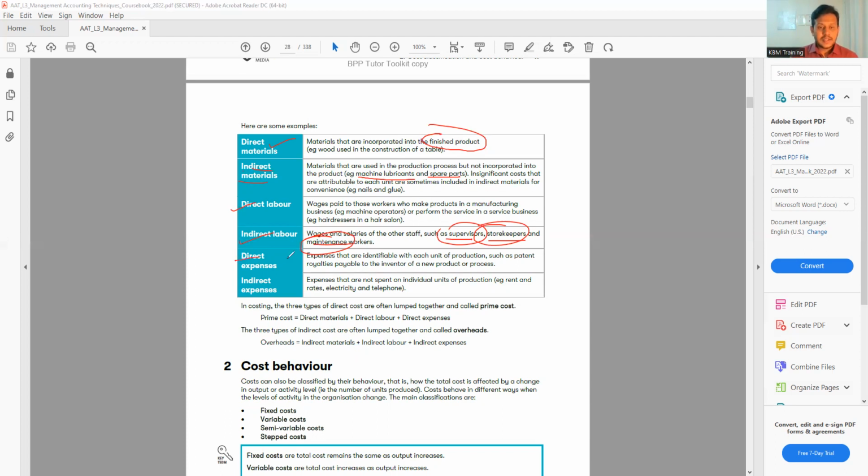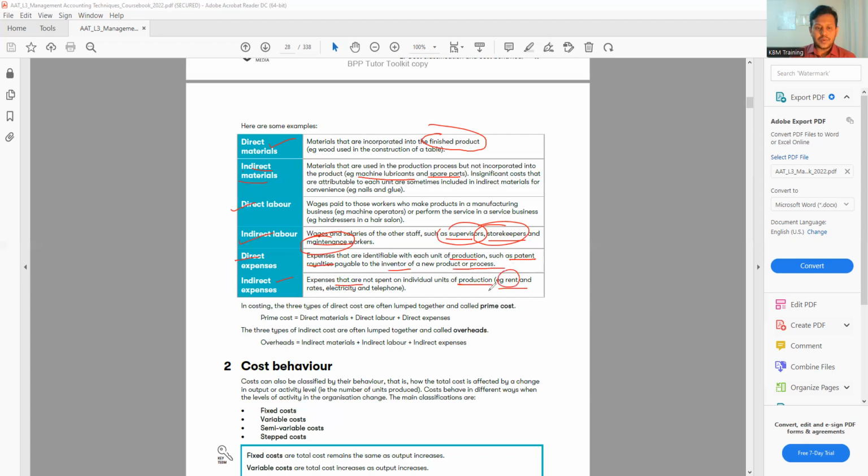Direct expenses that are identifiable with each unit of product, such as patent royalty payable to the inventor of a new product or process. Indirect expenses that are not spent on individual unit production, for example, rent, electricity. So we know this already. Indirect expense means the expense we cannot trace to the product, and this one we have to pay not on the individual unit but because of the production.